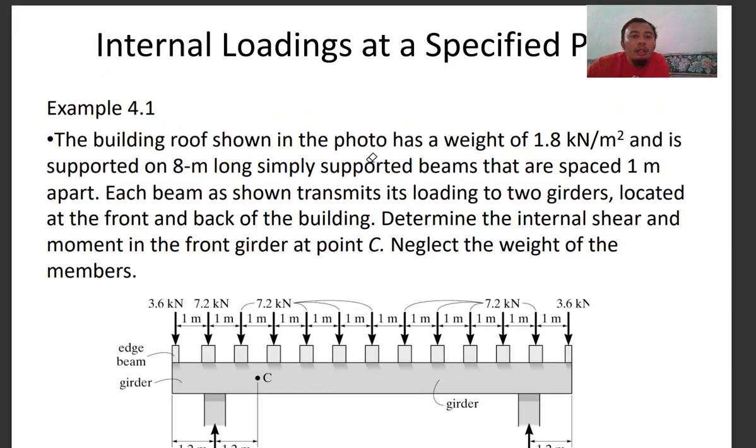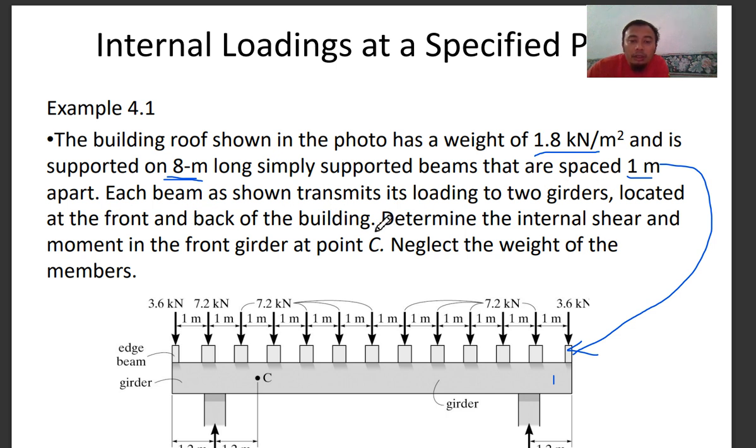Yeah, so let's take a look at example number 4.1. You can find it in the textbook. The building roof shown in the photo has a weight of 1.8 kilonewton per meter squared and is supported by 8 meter long simply supported beams that are spaced 1 meter apart. So this is the 8 meter long simply supported beam. Each beam shown transmits its loading to two girders, to these two girders, number one and number two, located at the front and the back of the building.